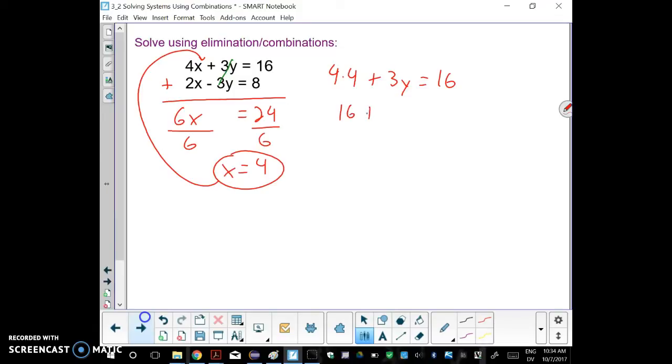4 times 4. Now minus 16 from both sides. Divide by 3. And you can do that. 0 divided by 3 is just 0. So our answer is x is 4 and y is 0.